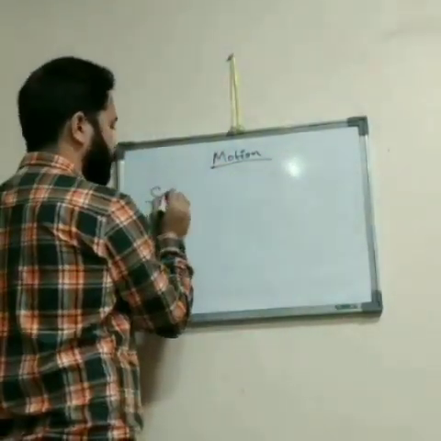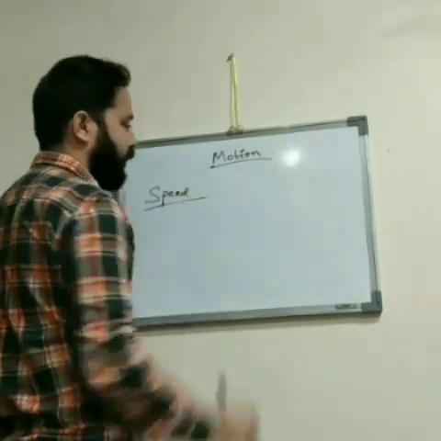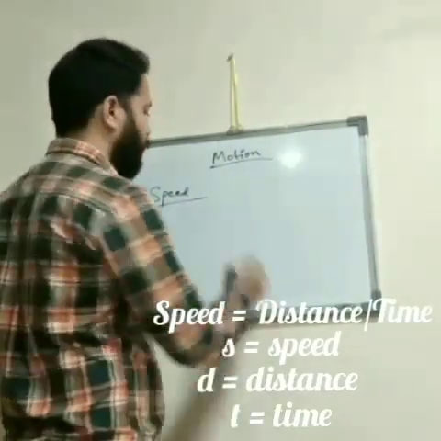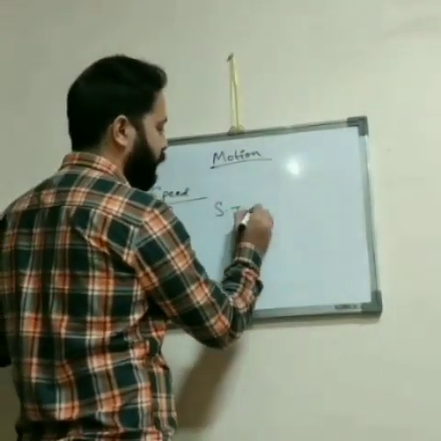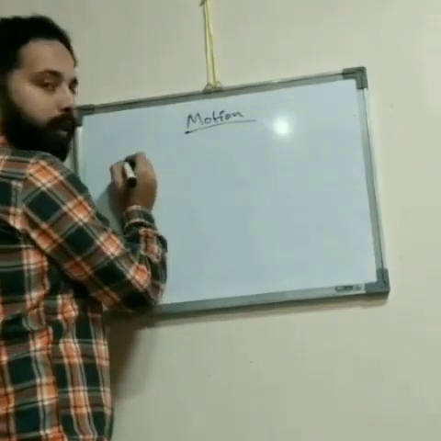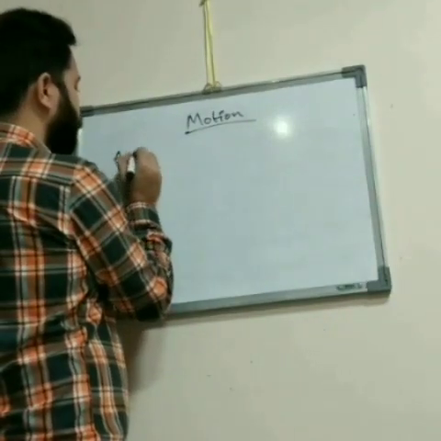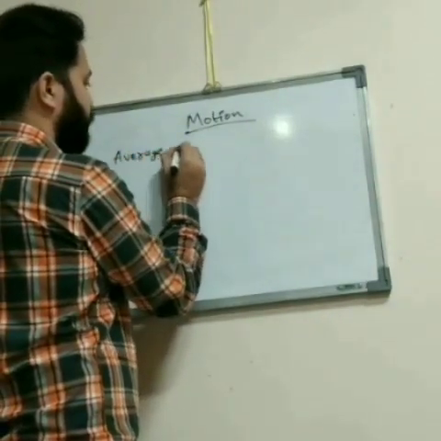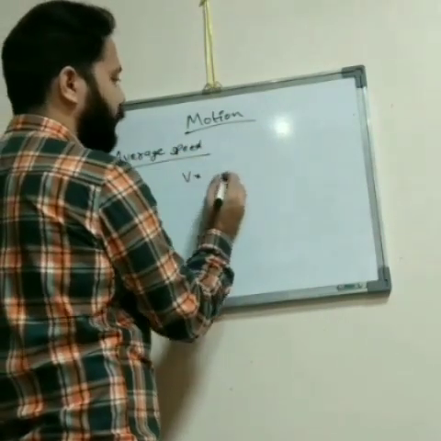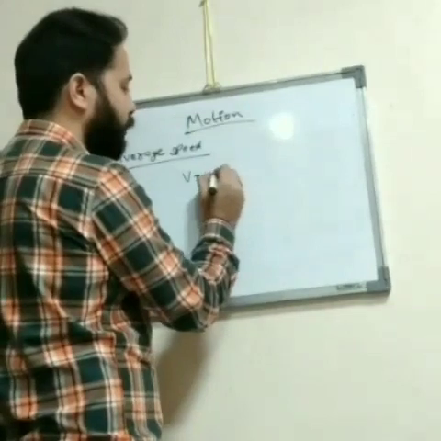What is speed? The distance traveled by an object in unit time is known as speed. The SI unit of speed is meter per second. What is average speed? Average speed is obtained by dividing the total distance traveled by the total time taken, s upon t.